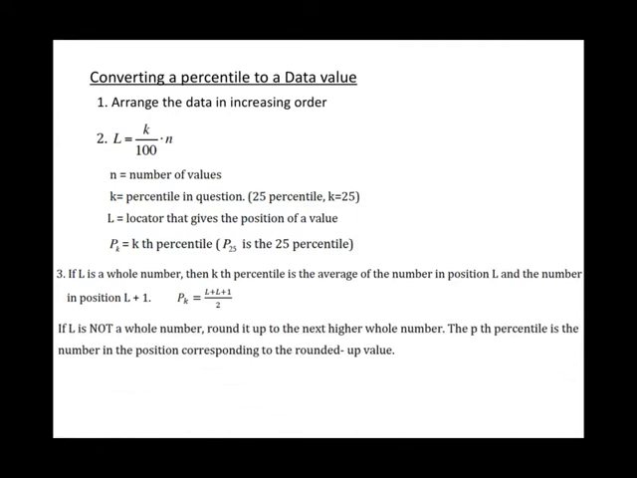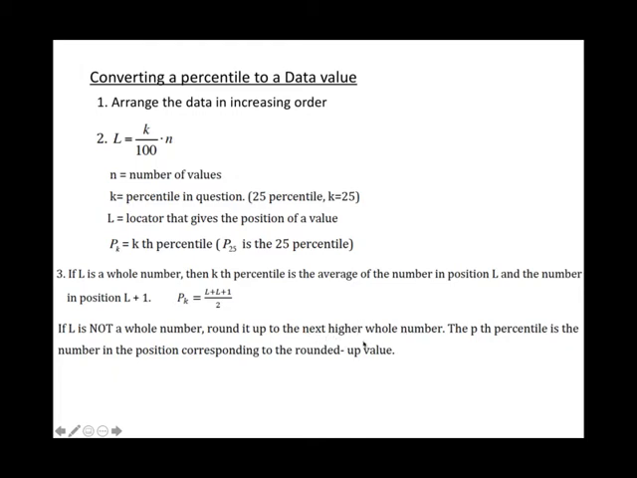If your L is not a whole number, that means it's going to be a decimal, like 2.5 or 3.7 or 4.1. That's not a whole number. You want to round it up to the next higher whole number. I want you guys to highlight this one: round up to the next higher whole number.